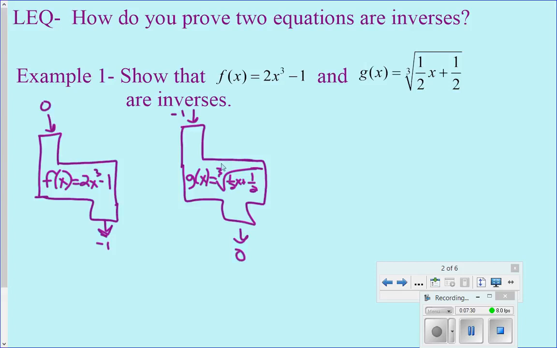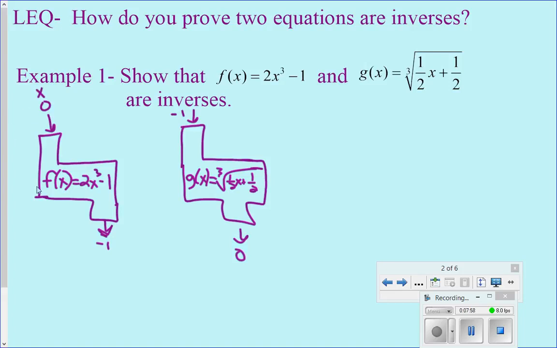So if I put -1 in this g of x function, and we did that a moment ago, 1/2 times -1 is -1/2. -1/2 plus 1/2 is 0. Cube root of 0 is 0. 0 does come out. Okay, now I haven't proven anything yet. One number example doesn't prove something true always for every number, but we can see how this works. So instead of putting a number example in, I'm going to put a variable input.